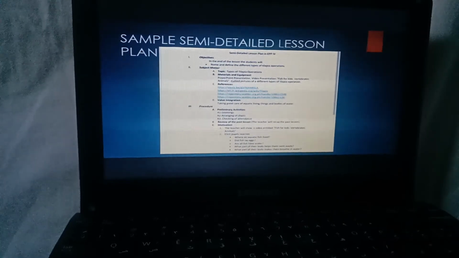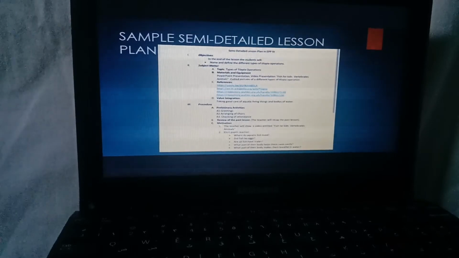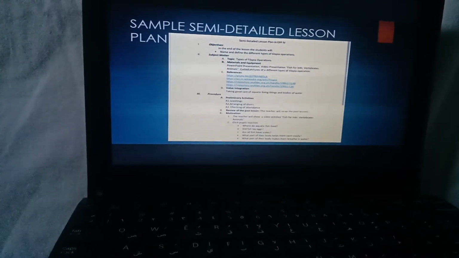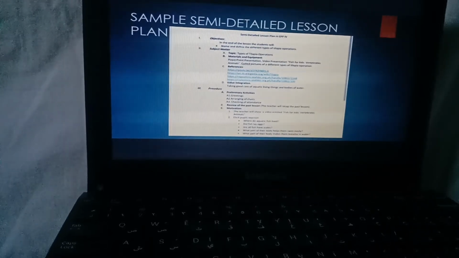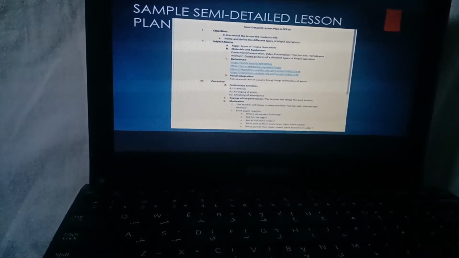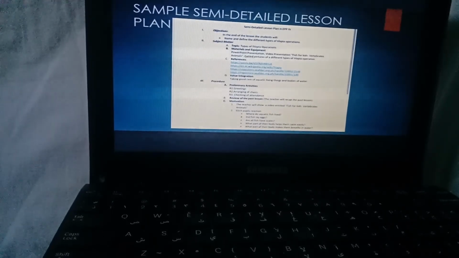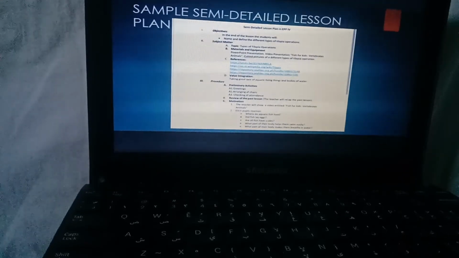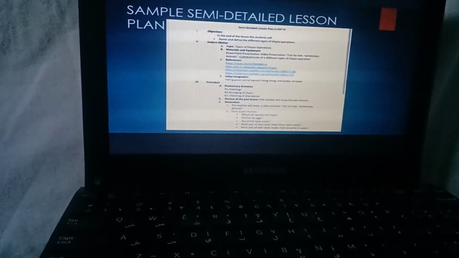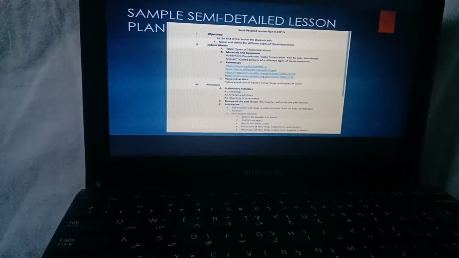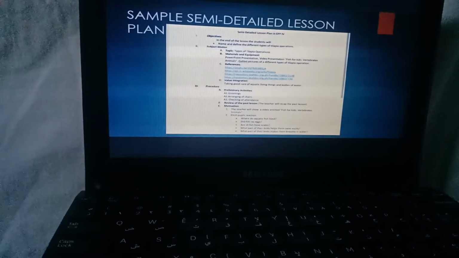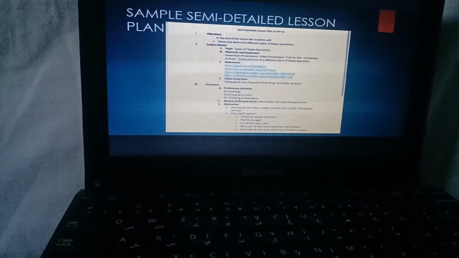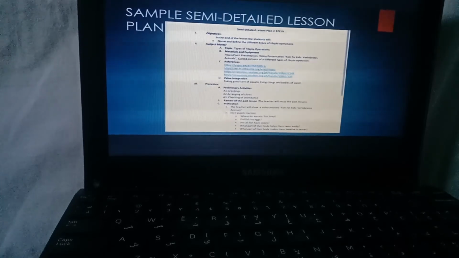The next one is the procedure. First is the preliminary activities, which is how I start my teaching. First is greetings, arranging of chairs, and checking of attendance. Next is review of the past lesson. I will recap the past lesson that we discussed last meeting. Next is the motivation. The teacher will show a video entitled Fish for Kids, Vertebrates, Animals.